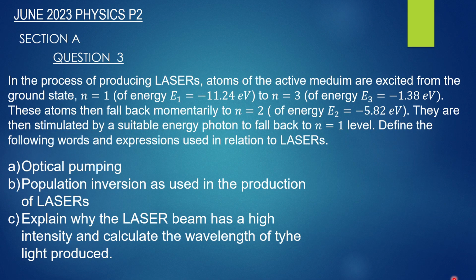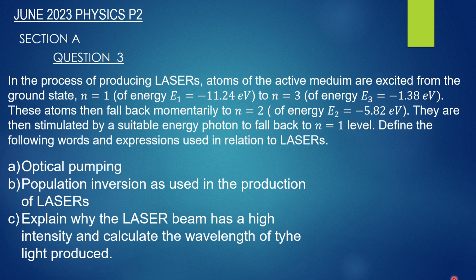The question reads: in the process of producing lasers, atoms of the active medium are excited from the ground state n equals 1 of energy E1 equals negative 11.24 electron volt to n equals 3 of energy E3 equals negative 1.38 electron volt. These atoms then fall back momentarily to n equals 2 of energy E2 equals negative 5.82 electron volt. They are then stimulated by a suitable energy photon to fall back to n equals 1 level.